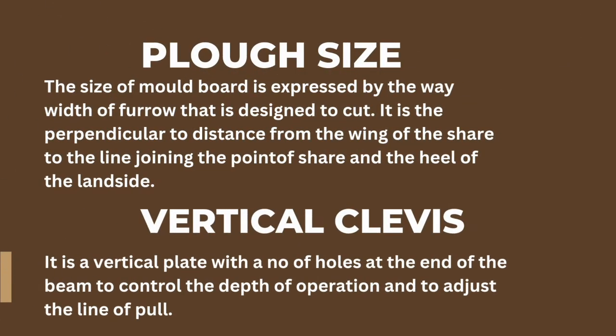Plow size. The size of the moldboard is expressed by the width of furrow that it is designed to cut. It is the perpendicular distance from the wing of the share to the line joining the point of the share and the heel of the landside. Vertical clevis. It is a vertical plate with a row of holes at the end of the beam to control the depth of operation and to adjust the line of pull.